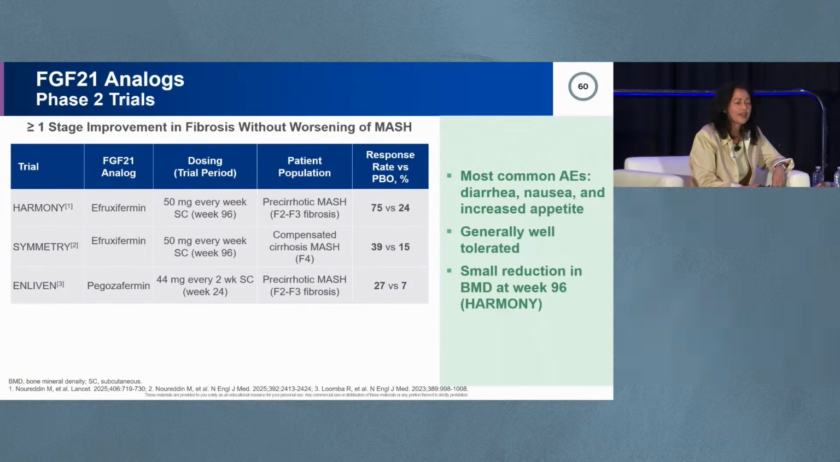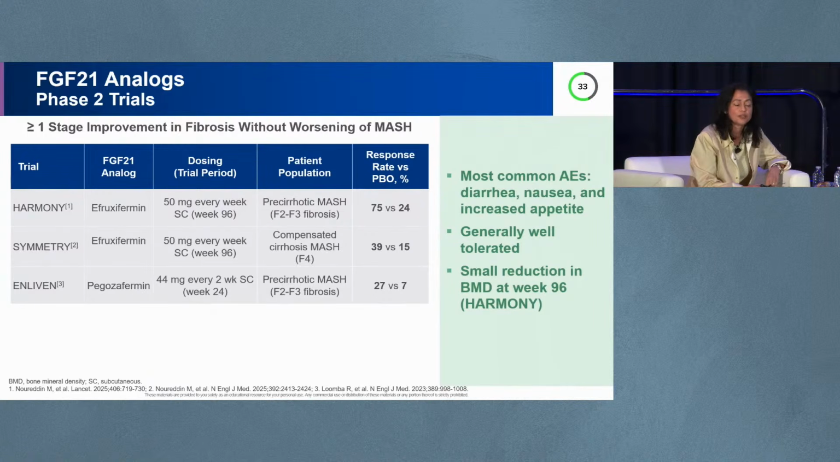So we have the efexofurmin there, which is weekly. This is a phase 2 study where the endpoint is looking at that one-stage improvement in fibrosis without worsening of MASH. So you have Harmony and Symmetry. Harmony was in the pre-cirrhotic population, so that's F2, F3 fibrosis. And you can see a 75%, bear in mind 96 weeks, 75% improvement in fibrosis compared to 24% in placebo.